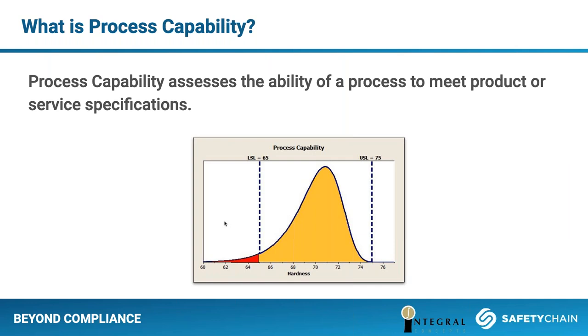Now I'm going to move into process capability. Capability is something different. That is, how well do we meet spec? It is all about estimating what percentage of our products are going to be out of spec. That's what process capability is all about.